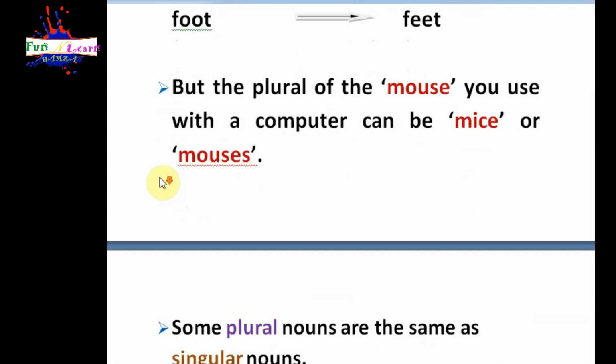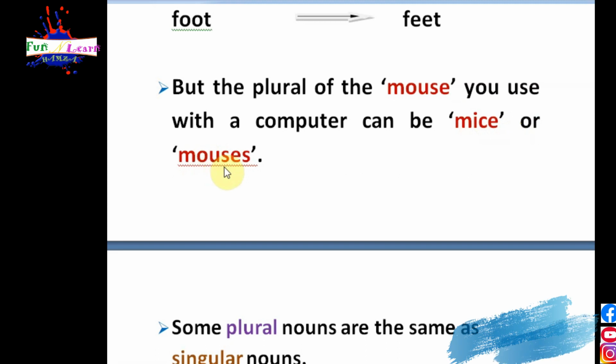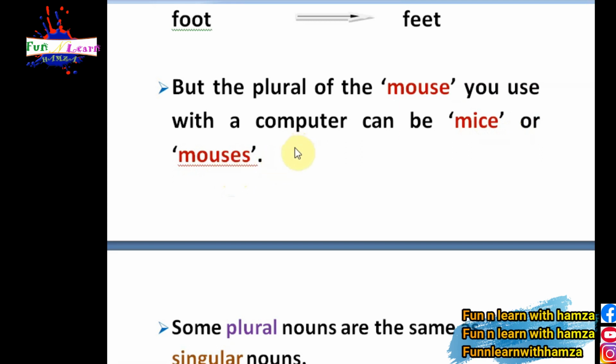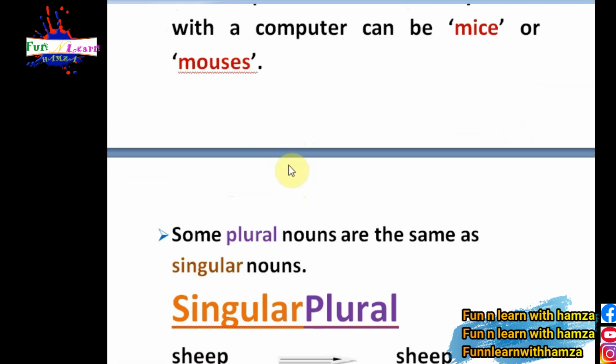But one exception here is that the plural of the mouse you use with the computer can be mice or mouses. This can only be with the mouse you use with the computer, not that animal, okay?